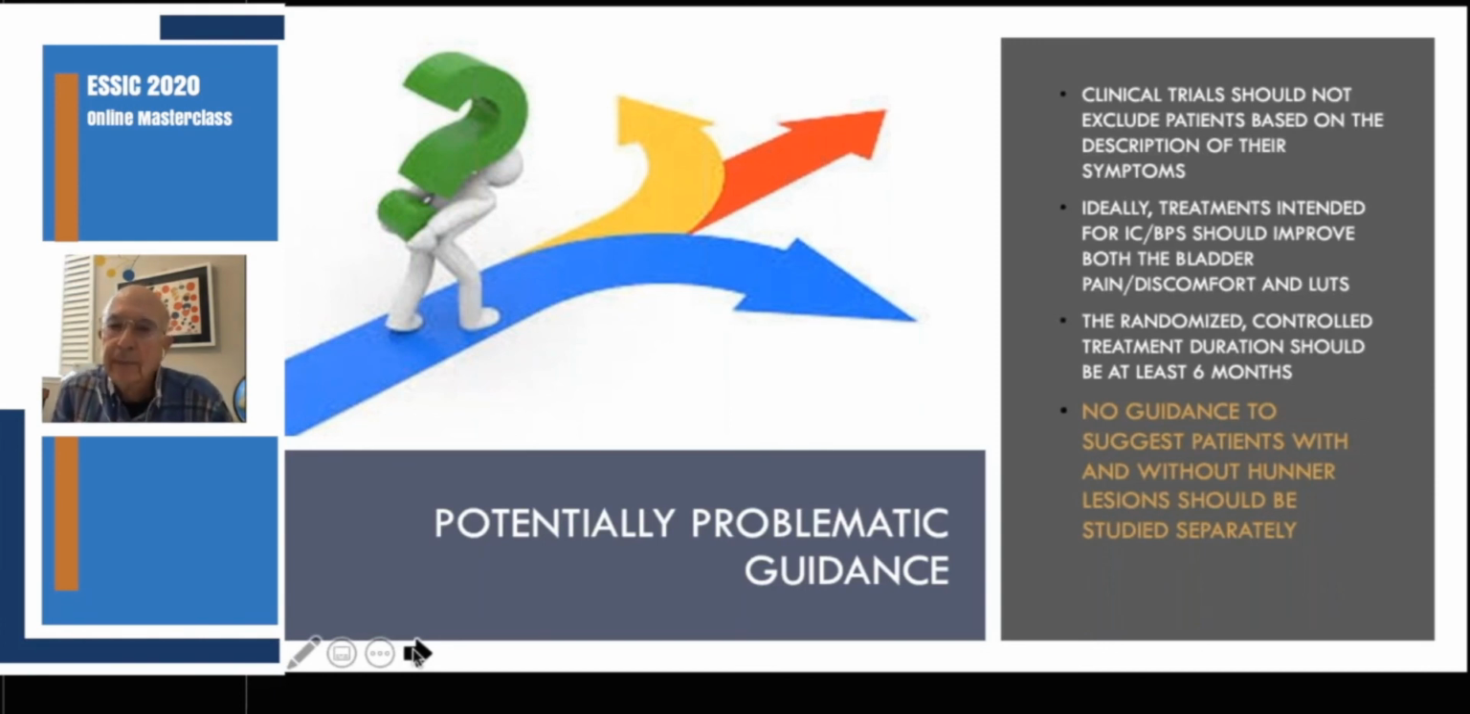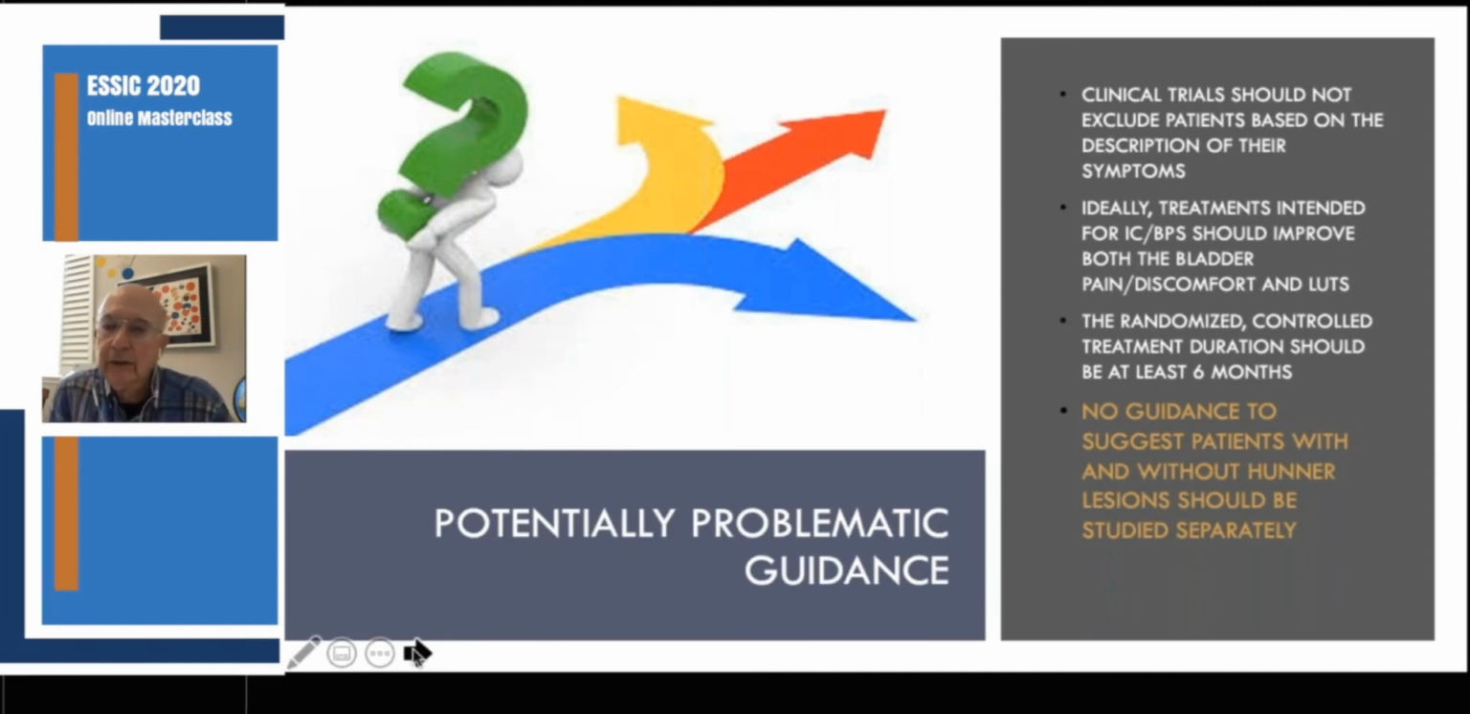Secondly, they concluded ideally treatments intended for IC-BPS should improve both the bladder pain, discomfort, and lower urinary tract symptoms. Well, I would say that's a very high bar for a new treatment. If there were a new treatment that could improve just nocturia or just frequency and urgency or just pain, I would think that should meet the bar for consideration for approval. We shouldn't have to improve all of the symptoms associated with this syndrome.